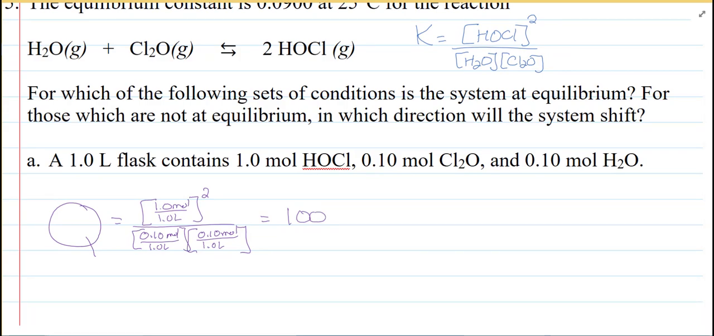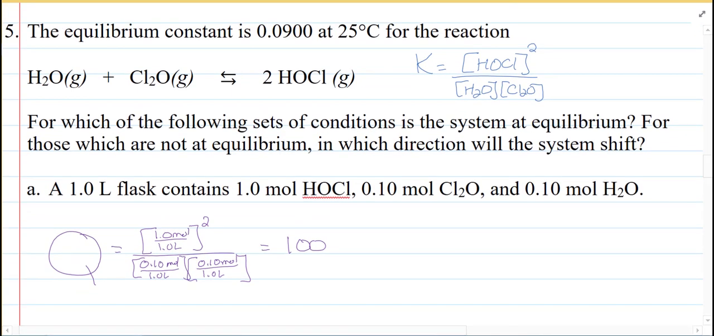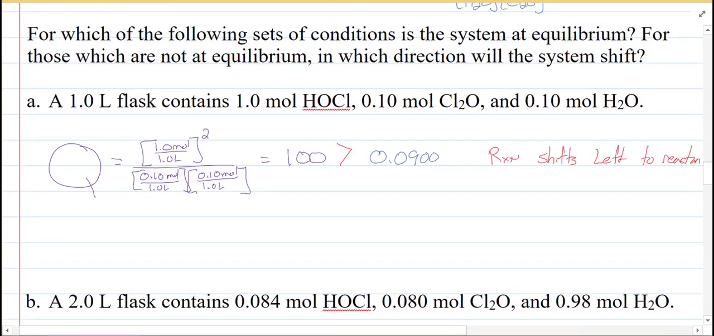And how does 100 compare to 0.0900? It sure looks like Q is much bigger than K. Q is much bigger than K, so that means the reaction shifts left, to reactants.